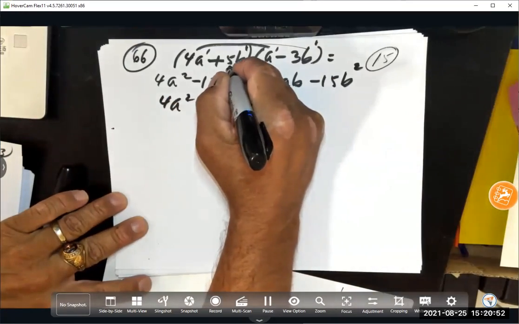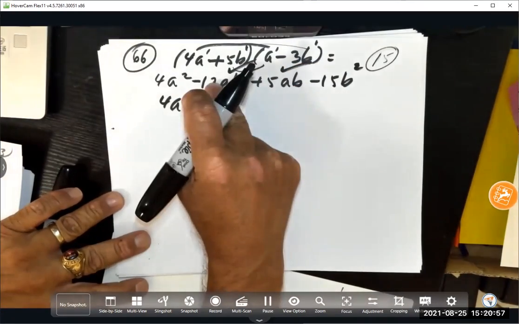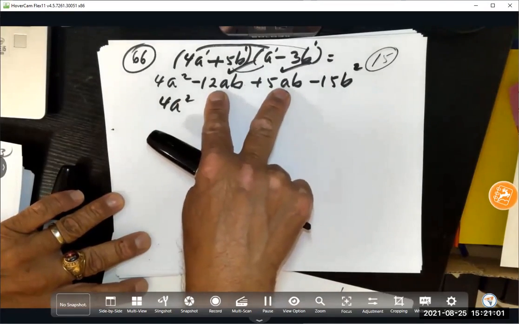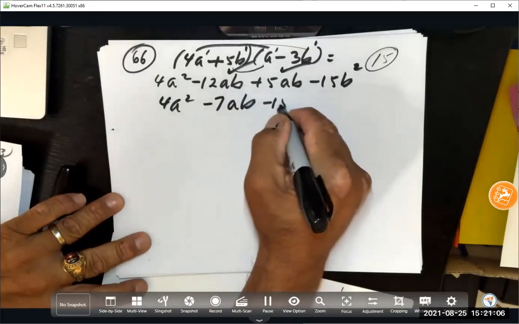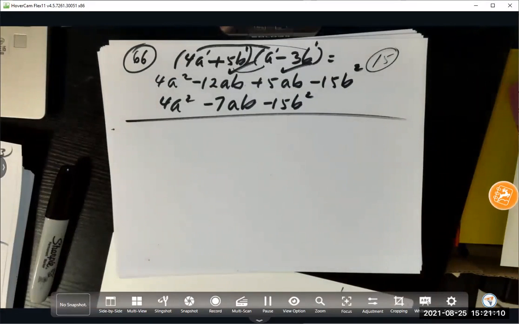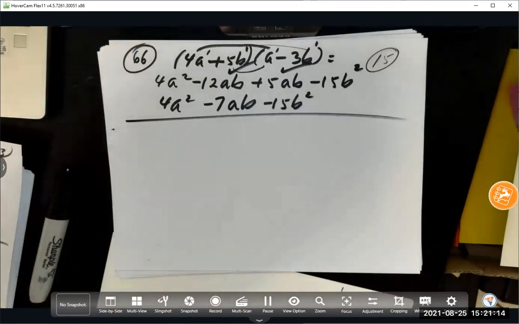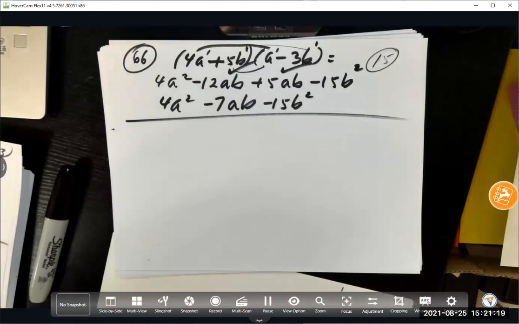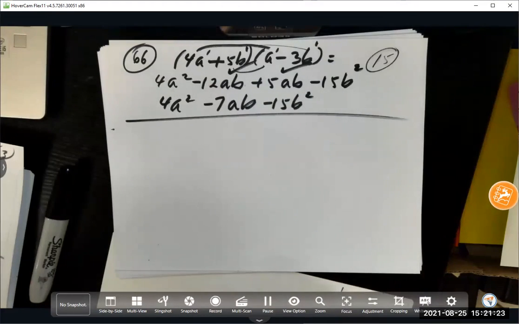And can I put this one and this one together? So you want 5 and you lost 12. What is it? Negative 7AB. Like that. Is everybody okay with that last step right there? You won 5, but then you lost 12, so you are at minus 7. Okay, is that okay for number 66? And I go to the next one. Go to number 67.